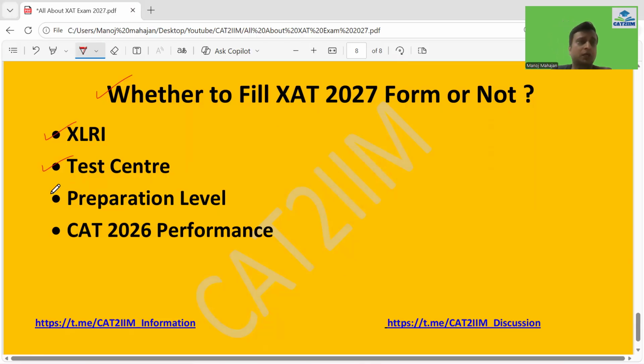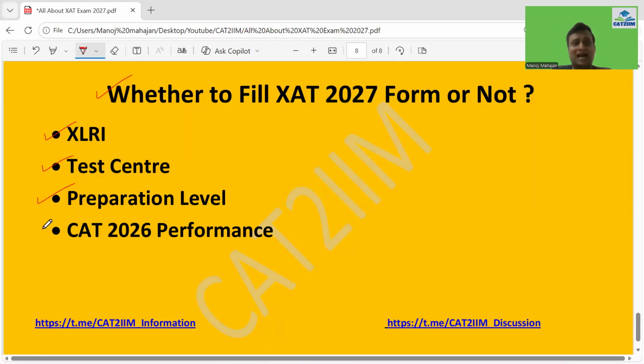Is that clear? Now, third is the preparation level. Again, if you are just 70-80% sure of XLRI through XAT, but you feel that you are not prepared well for the XAT as of now, you would do the preparation in the next 4 to 5 months, and then probably you would be in a position to decide whether to go for the XAT paper or not. So in that case, you can look forward to filling it post CAT, so that you can decide that yes, now my level is good enough and I can go ahead and target the XAT paper. And it's possible that by that time, you are 100% sure also that you want to go for XLRI.